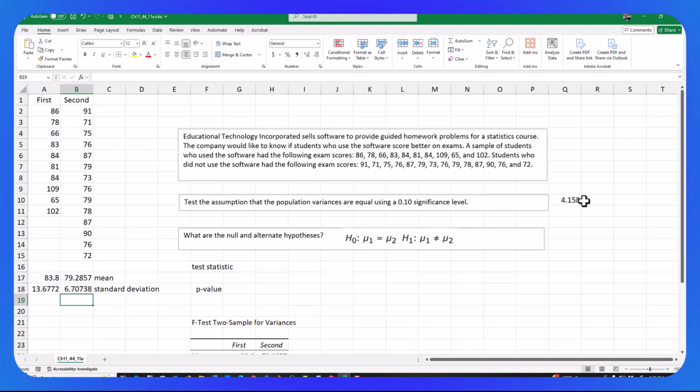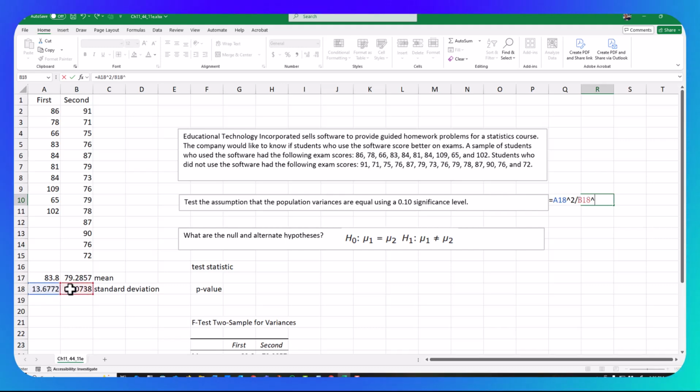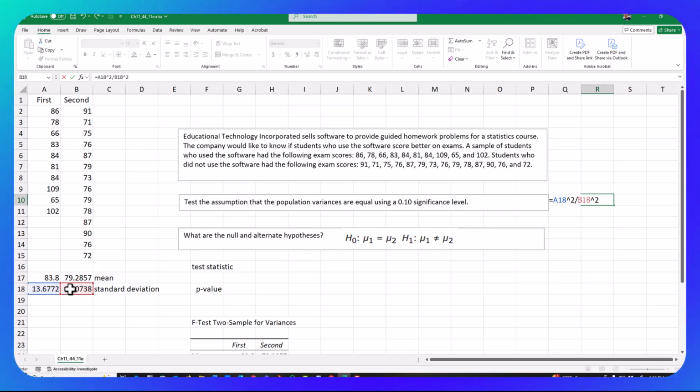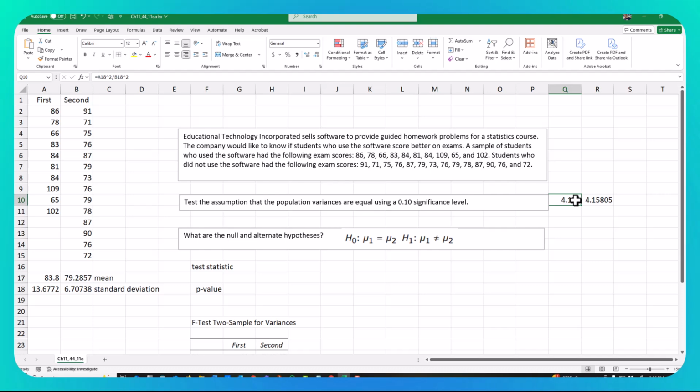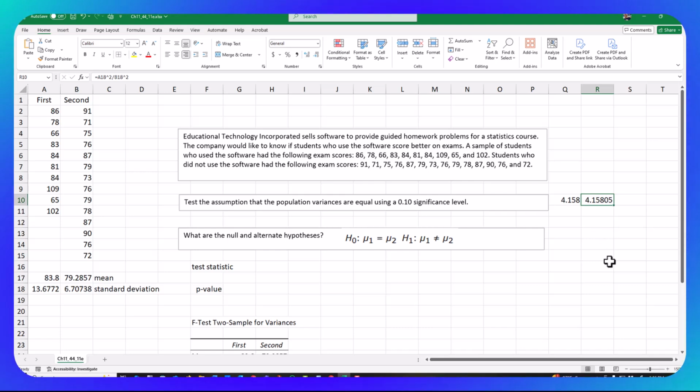Now, the F statistic actually can also be found if you take the standard deviation, square it, divided by the other standard deviation squared. So I'm doing the Shift 6 to get the square symbol. And notice I get the same answer. So if you didn't have the data analysis to be able to get this, that's how you can find it. Remember, all I did was take the standard deviation, square it, divided by the next standard deviation squared.